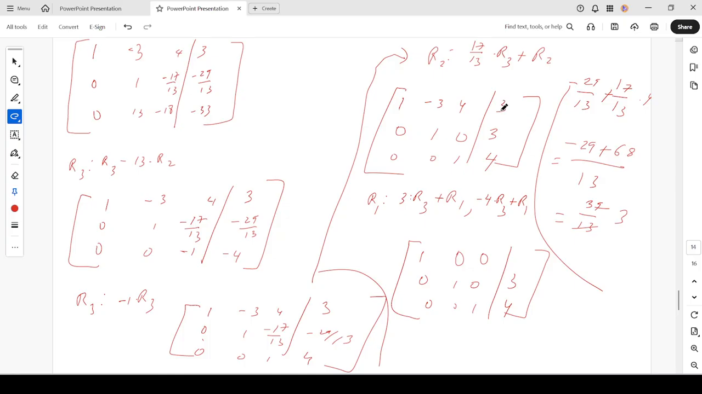3 plus 3 times, oh, that's supposed to be 2, okay? 3 plus 3 times 3, which is 9. 9 plus 3 is 12. Now 12 minus 4 times 4, which is 16, so minus 16, which is negative 4. So these are the answers. I did this calculation here, so from here x is negative 4, y is 3, and z is 4. So let me try this one.